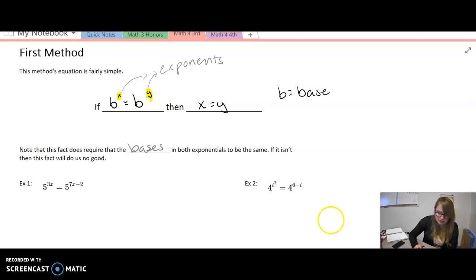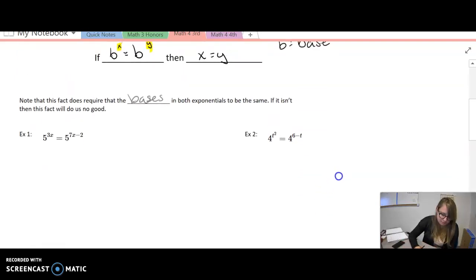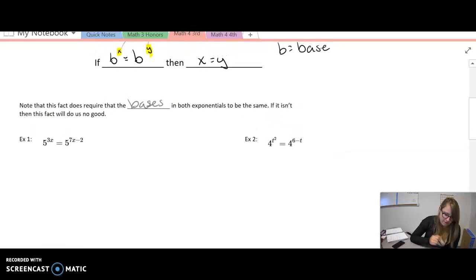So let's look at the first example. We have 5 to the 3x equals 5 to the 7x minus 2. Well, are the bases the same? Well, 5 does equal 5, so we can set our exponents equal to each other. So we have 3x equals 7x minus 2, and then from here we just solve for x.